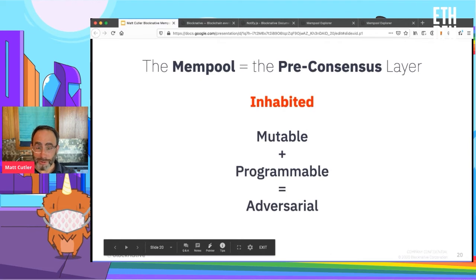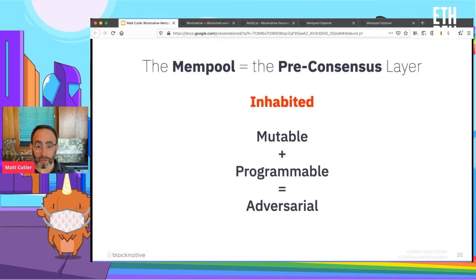Now, it's also inhabited. And this has, again, come to the fore in recent months. But the mempool is not this benign place. Because it's mutable and programmable, it's a highly adversarial environment. So while you're doing your transactions, there are all sorts of automated systems operating in the mempool, looking at mempool data to try to figure out if they can extract value from your transactions, because they know something a little bit before everybody else does.